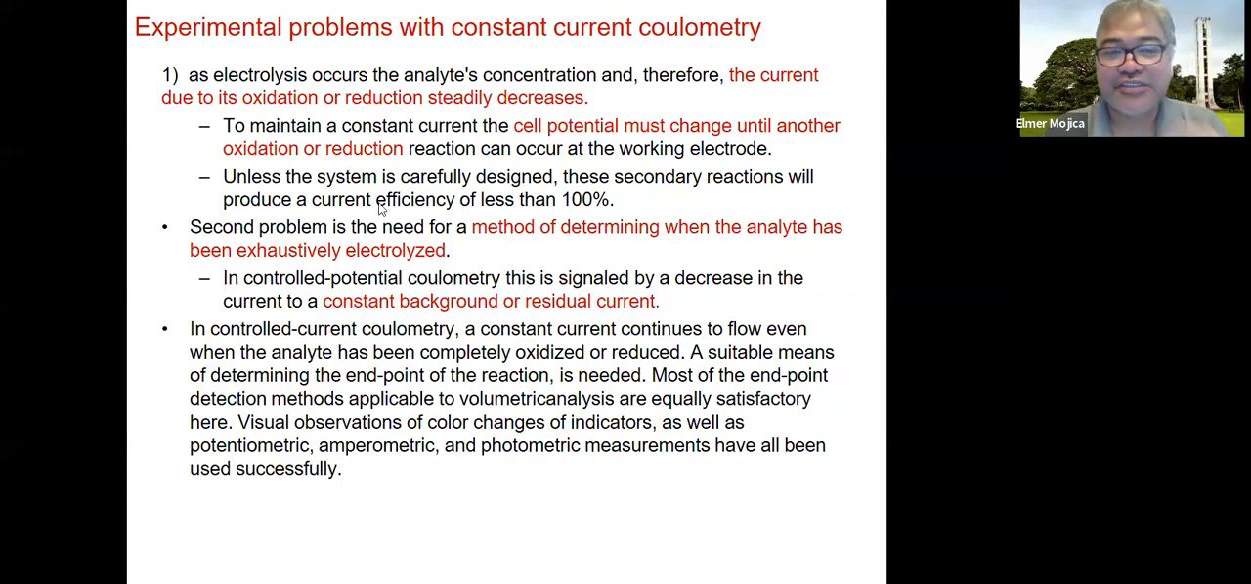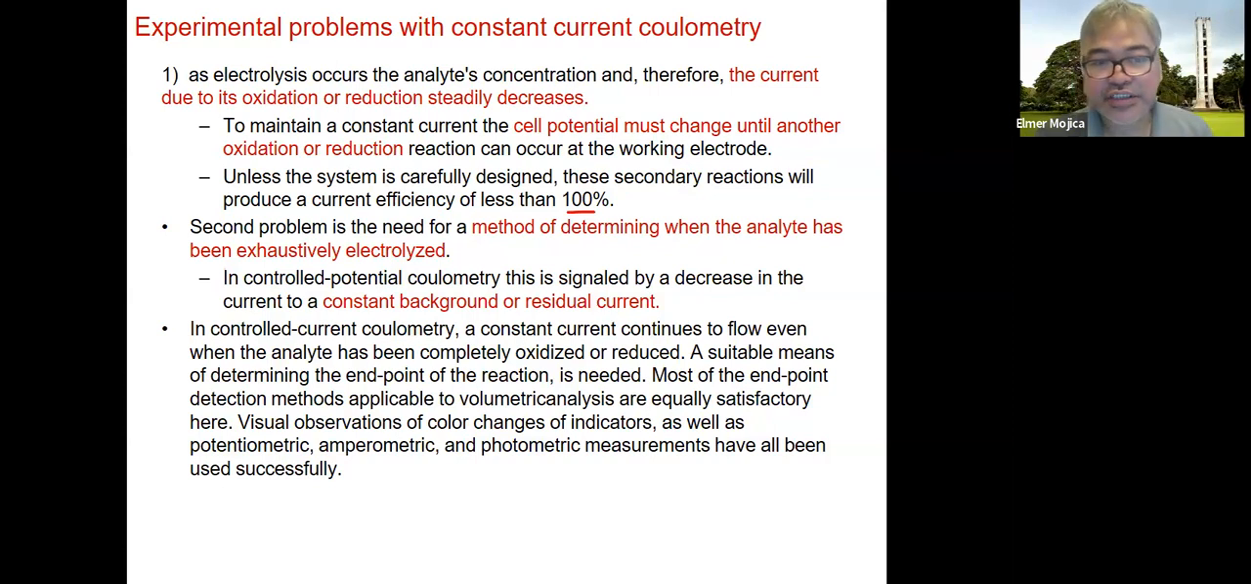Okay, there's always a problem with the method that we have. As electrolysis occurs, your analyte concentration, and therefore the current, will also be affected due to the oxidation or reduction. So it will decrease, as I told you earlier. Once the reaction proceeds, usually your reactant concentration goes down. To maintain this constant current, the cell potential must change until another redox reaction can occur at the working electrode. And unless the system is carefully designed, this secondary reduction will produce a current efficiency of less than 100%. Remember the requirement that we have, a 100% current efficiency.